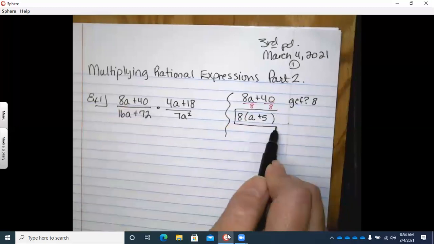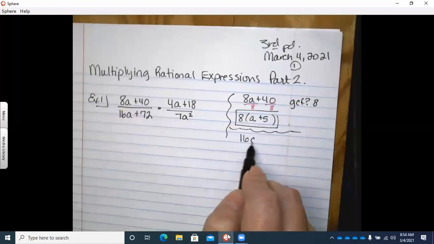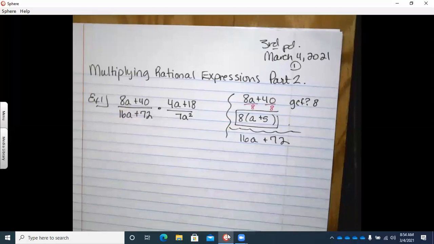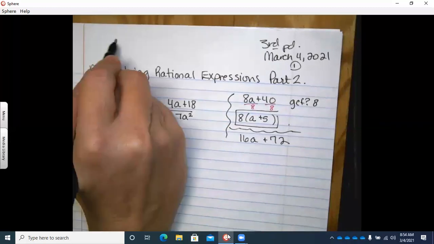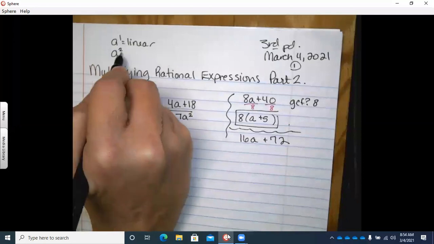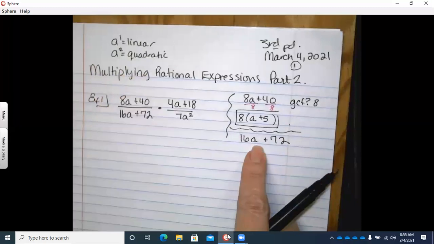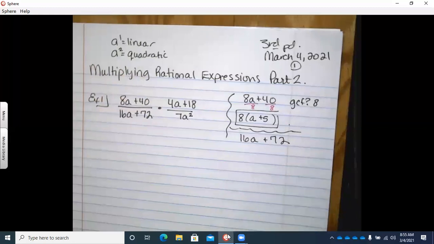Let's look at 16a plus 72. Is that a linear expression or a quadratic expression? Remember, a to the first is linear. a squared is quadratic. It's linear. So the only way to factor a linear expression is if there's a greatest common factor. You can't do factor by grouping on a linear expression. That's only for quadratics. So I always look at my largest number.